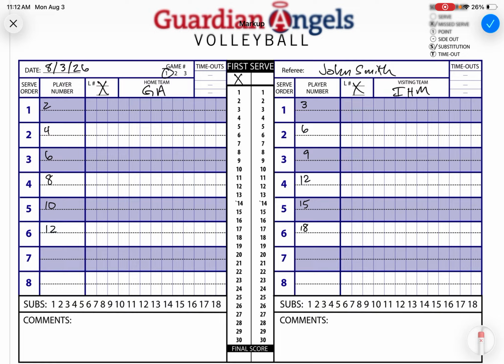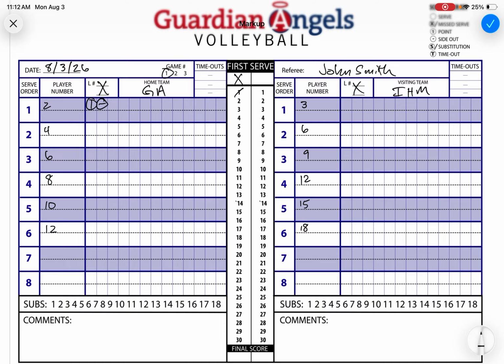Okay, so we know just from looking at this score sheet that GA is playing IHM, and the first serve is going to be number 2 for GA. So when number 2 goes back to serve, we're going to put a circle in that box, and that indicates that there was a serve. So you only circle if they are serving. If they score that point, you put the point in and you mark off the point in the center. They go back to serve a second time.